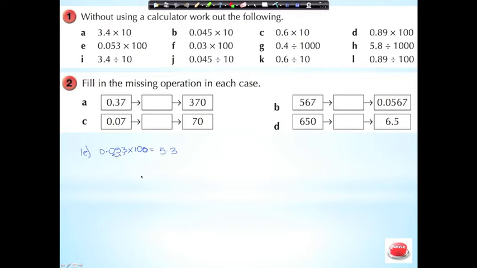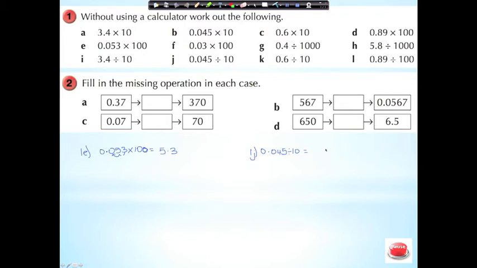Let's try 1j. We've got 0.045 divided by 10. Division means that we move to the right and my numbers are going to get smaller. I've got to divide by 10, so it moves 1 place.